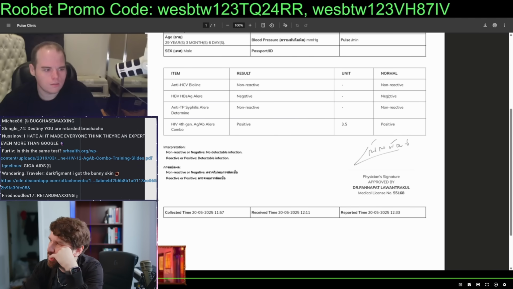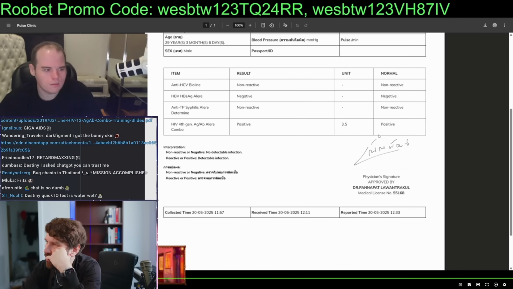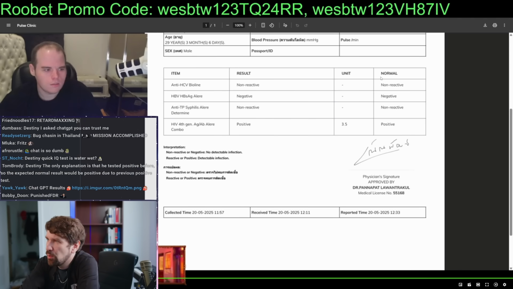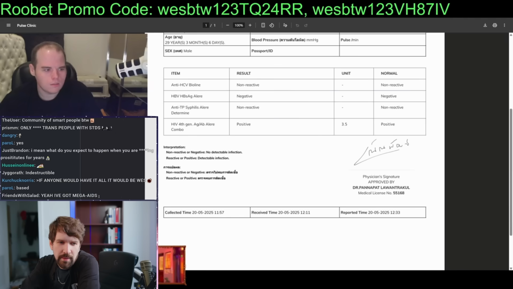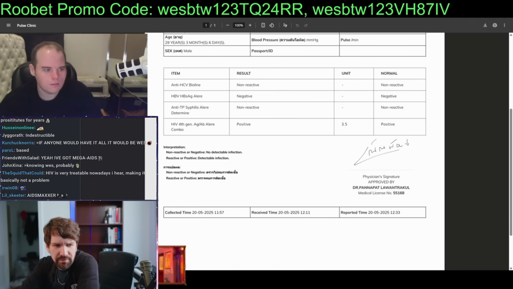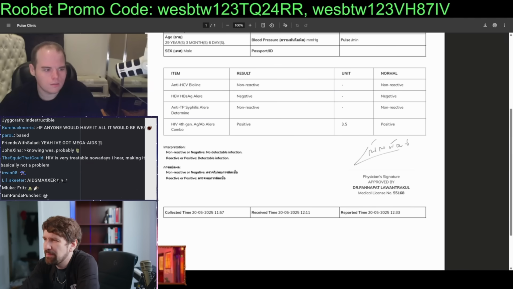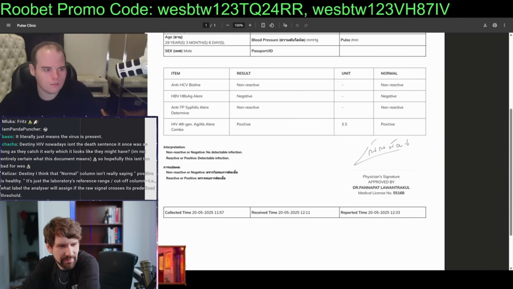I think that this is just incorrect. I think the sheet was written wrong. Although I don't know why, because I imagine this is like a boilerplate sheet. They don't type this up uniquely every single time. The only explanation is that he tested positive before, so the expected normal result. I don't think you would ever change it to adapt per patient. I've never heard of that in my life.